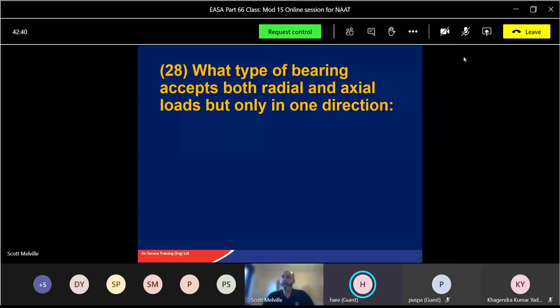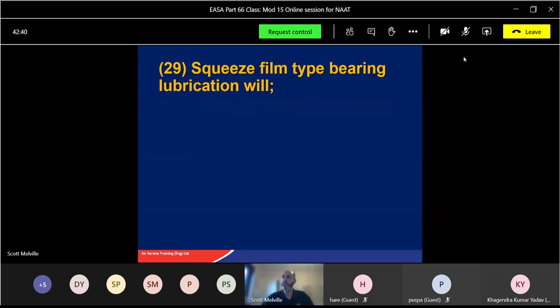What type of bearing accepts both radial and axial loads, but only in one direction? Angular contact bearing. It has an extra lip on one side, so one side will be open and one side has a lip, so it can only go one way. But it takes both radial or centrifugal loads and loads along the axis as well.